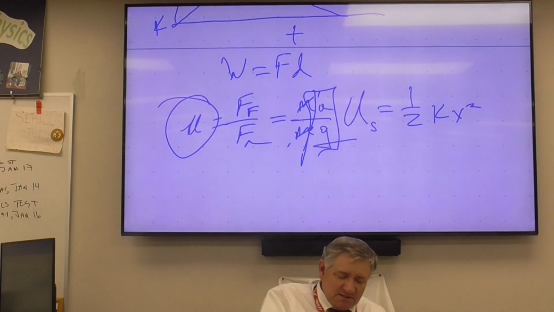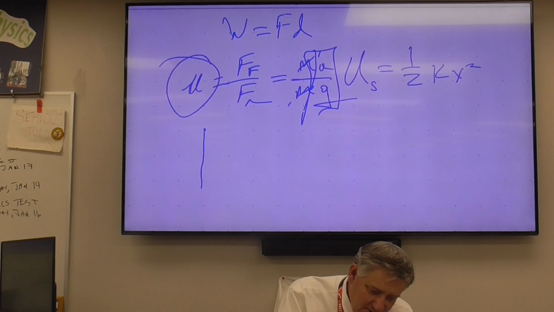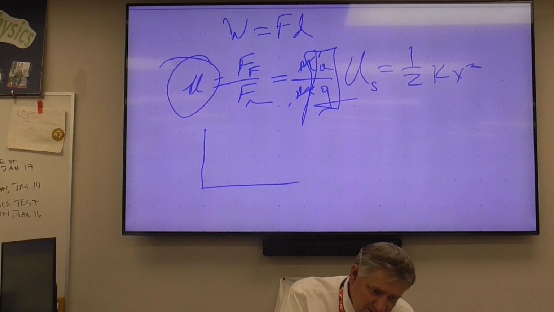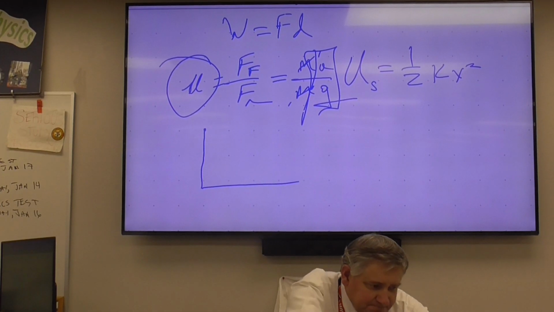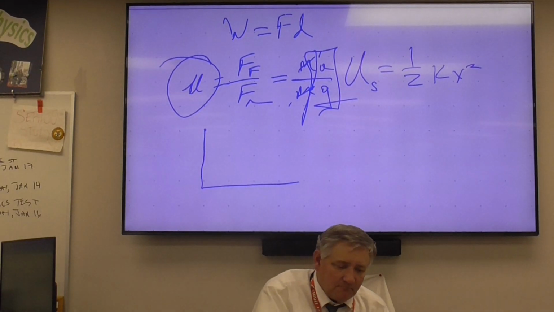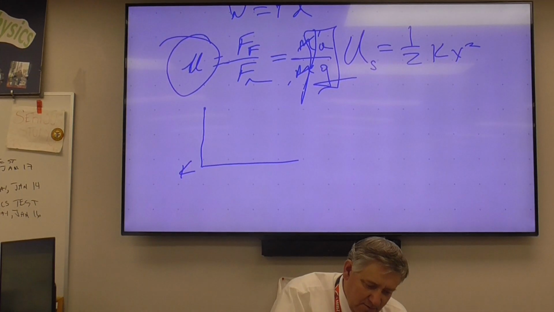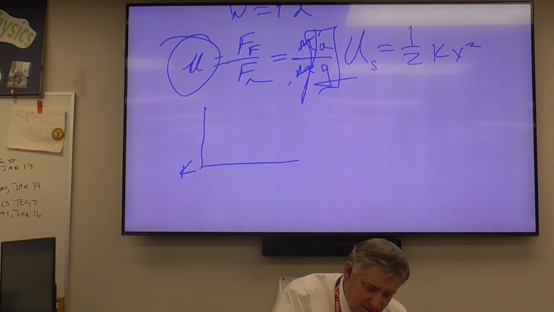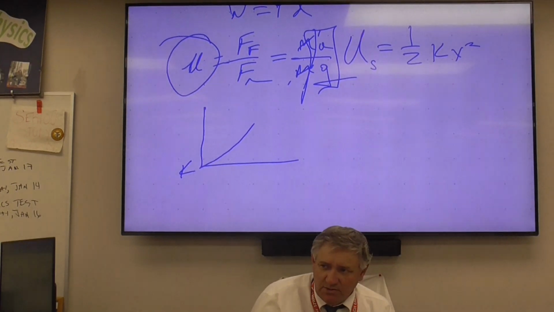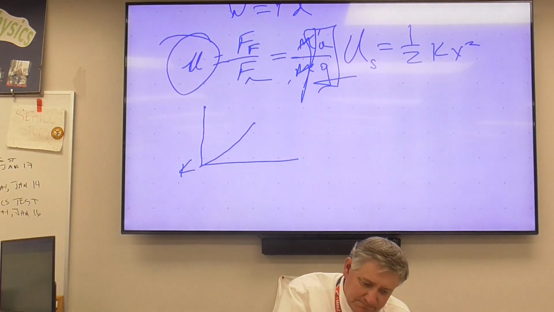So, let's play this out. Let's go back to old school. I'm going to compress the spring, and then I'm going to let go of it. So we said the kinetic energy graph was going to start at 0, and it was going to go up, and then it would do what? Then it would go back down. Okay?